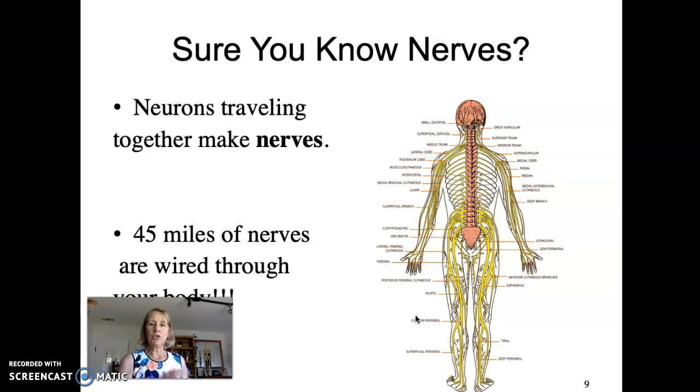Now, nerves. Nerves are confusing to people, to anatomy and physiology students. What is a nerve, what is a neuron? So neurons that are traveling together make a nerve. A nerve is usually many axons of neurons that are traveling together. And if you had to measure that, you have about 45 miles of nerves wired through your body. So that's a lot, and these are all peripheral nervous system.